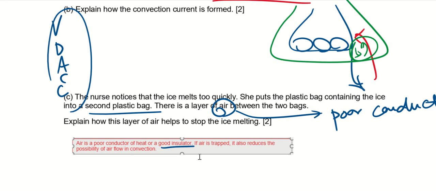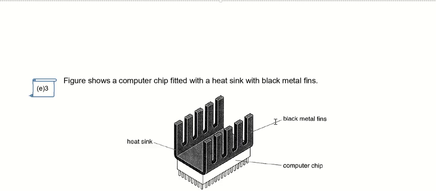So that's why I included the second answer. If the air is trapped, it also reduces the possibility of airflow to form a convection current. That's why it's 2 marks. Okay, so let's look at the third question.